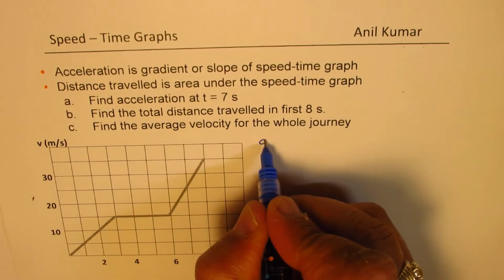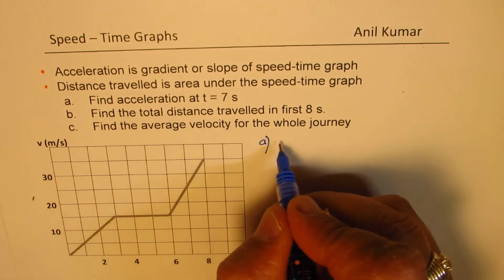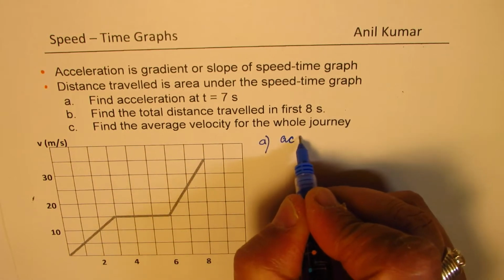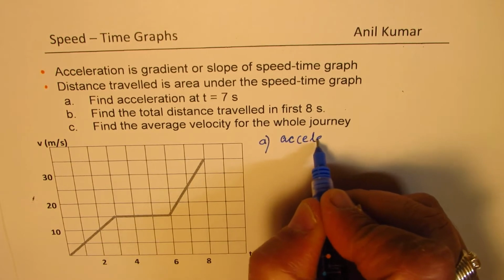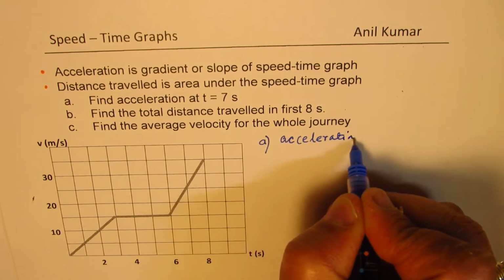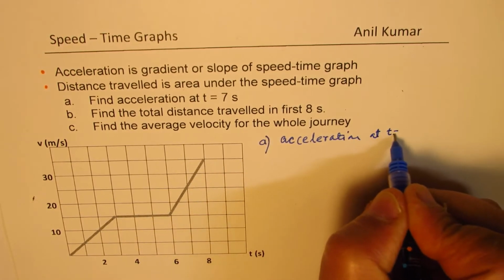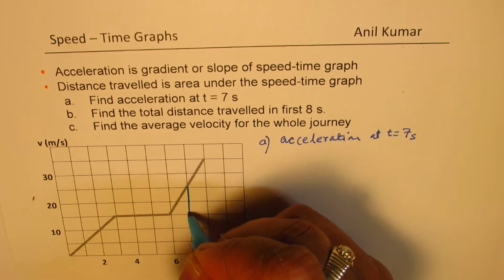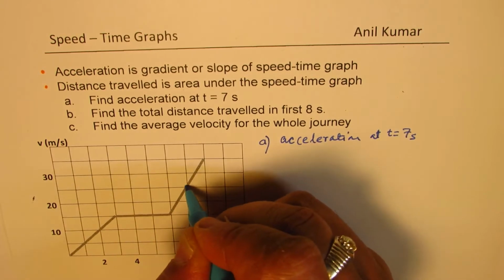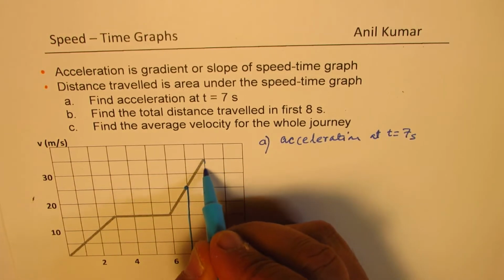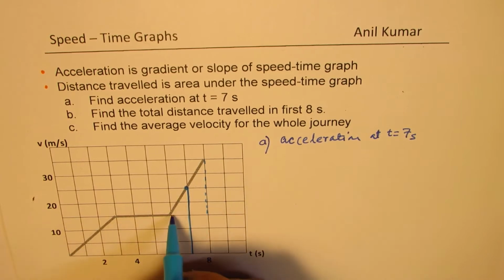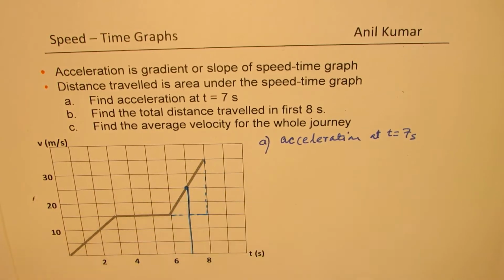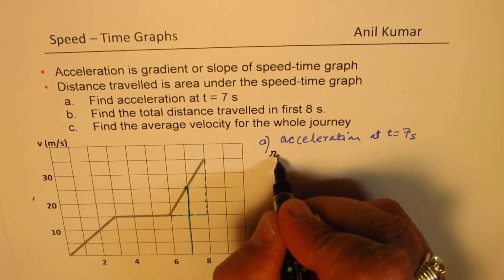So part A is to calculate the acceleration. Acceleration is rate of change, correct? So acceleration at t equals 7 seconds. From the graph, we can see that the point is right there. Now the slope at this point, you can do rise over run to find the slope. So acceleration basically is rate of change.